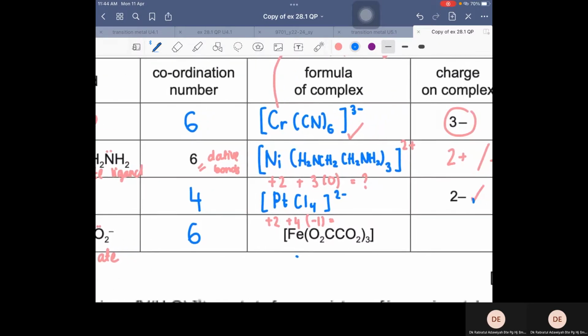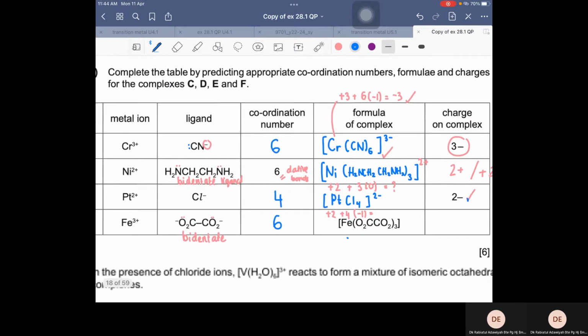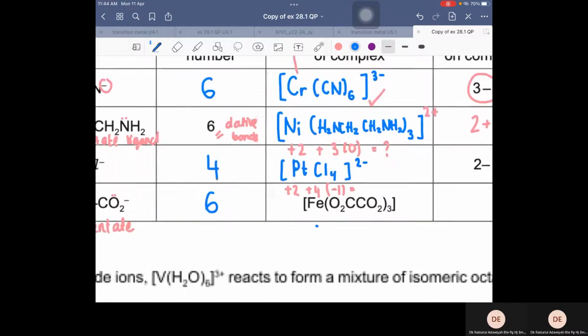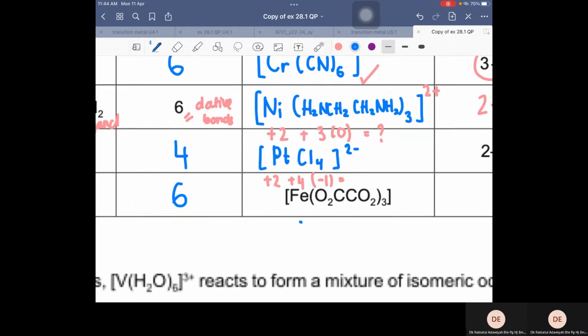Charge on the complex. Now this is where they are trying to trick you. Because it says here the charge on the complex is neutral. Well, it looks like it's neutral. There's no charge. Actually, I don't know if this is a misprint or they purposely do this to trick you. Let's check the overall charge of the complex ion.